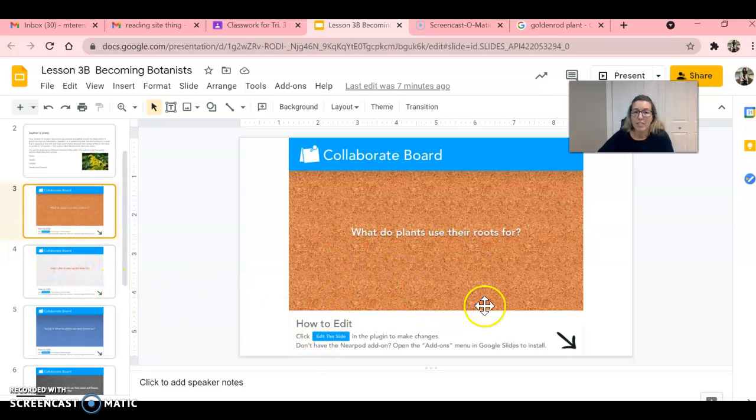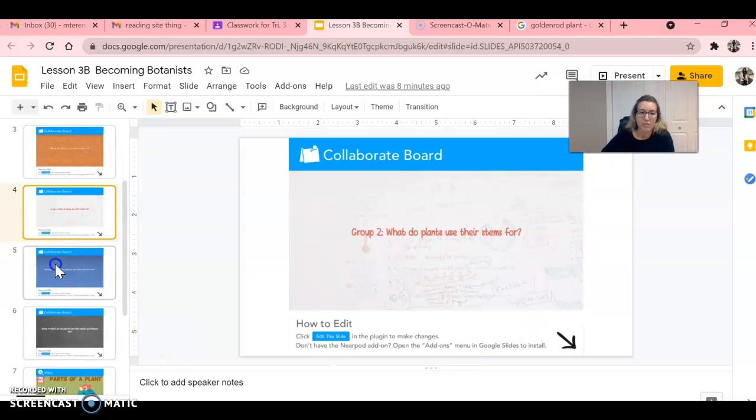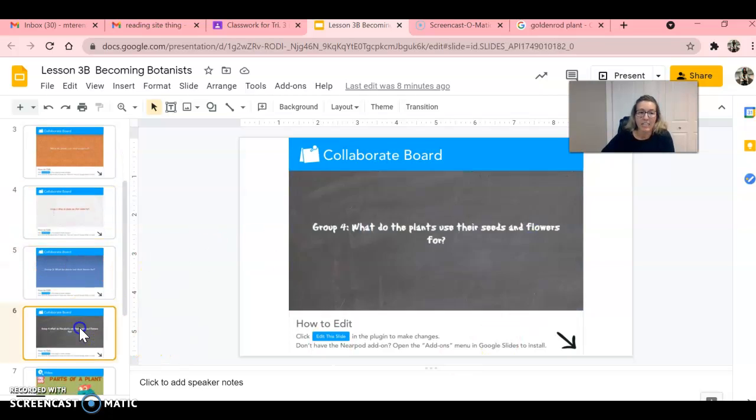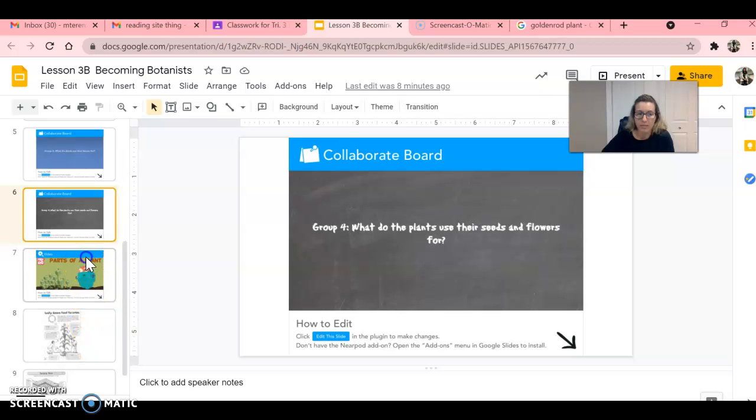The first one says, what do plants use their roots for? So you're going to explain on this collaborative board what plants use their roots for. Same thing for what do they use their stems for, their leaves, and their seeds and flowers. So you'll be explaining on each of those. Make sure you do all of those collaborative boards.